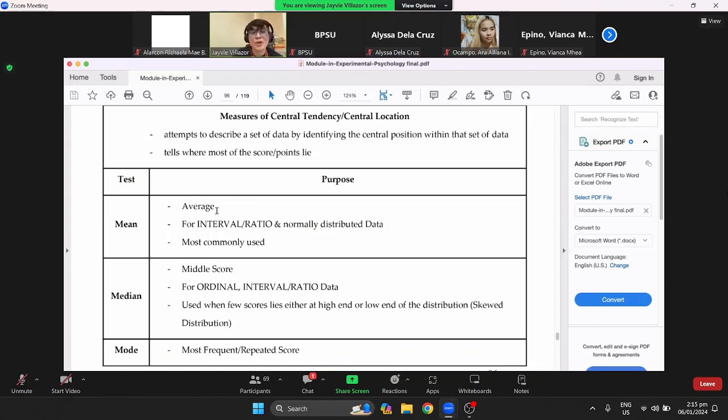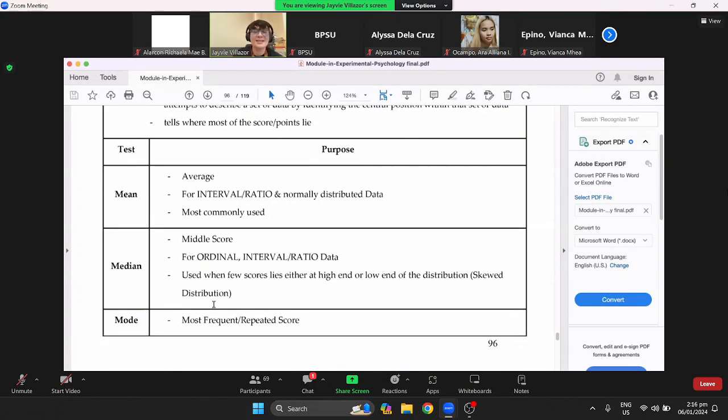So mean, again, has something to do with the average score. What is the counterpart of that in the scales of measurement? We have interval or ratio. And again, it's very important to ensure that the distribution is normal, the normalcy of your data. And usually, mean is utilized for parametric statistics or tests.